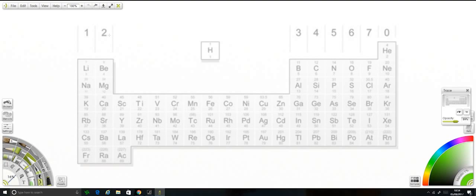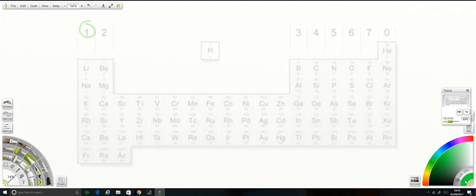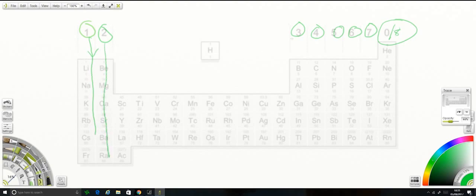Next, how is everything else arranged? At the top, what you have are group numbers. You've got group 1, group 2, 3, 4, 5, 6, 7, and this is called group 0, but it's sometimes also called group 8, so I'm just going to write 8 there. The groups go down. All of this is group 1, all of this is group 2, all of this is group 3, group 4, 5, 6, 7, and group 8 or group 0, same thing.